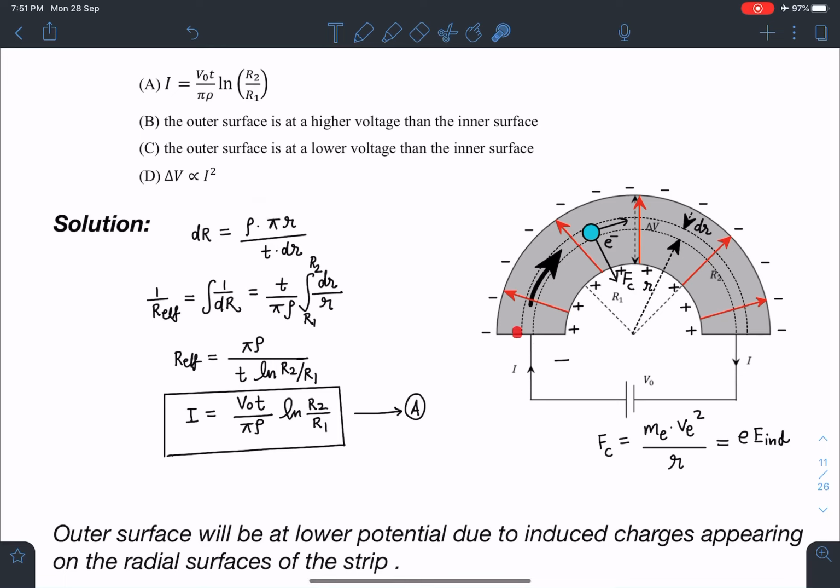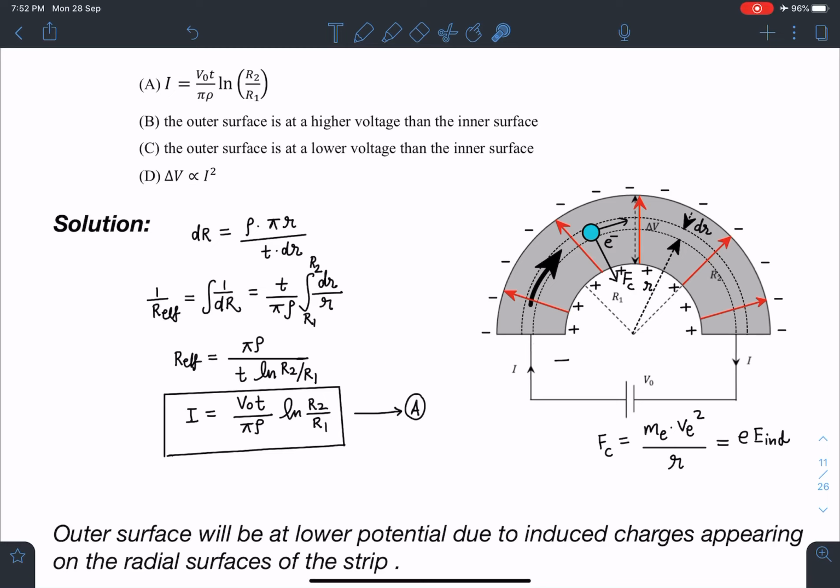L is the length along which current is flowing, that is pi r, divided by the cross-section area through which current is flowing, which is t dr. So if dr is in the denominator, all these currents have different values, so they must be in parallel, because at the end the potential differences are the same. So I can write 1 by r effective as integral 1 by dr. When I simplify, I get r effective as pi rho divided by t ln of r2 by r1, and the current I can write as v naught divided by r effective, which gives me option 1.